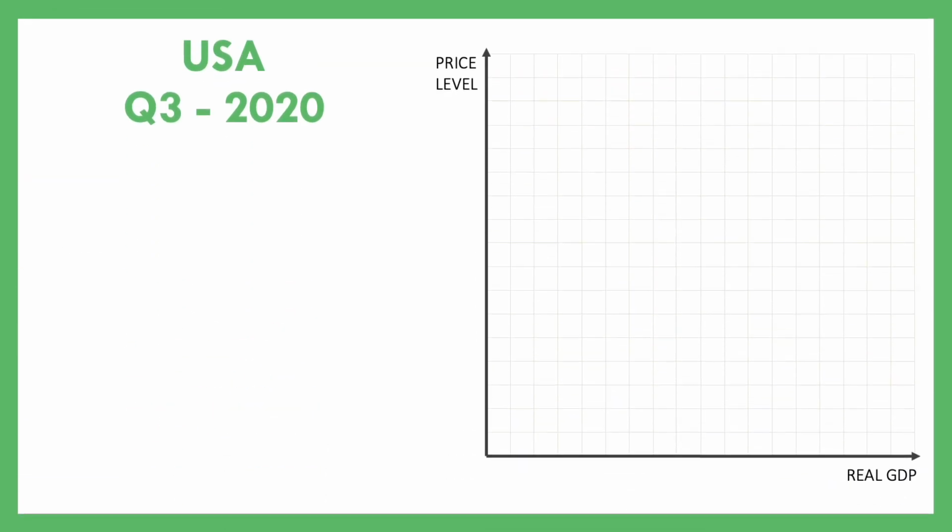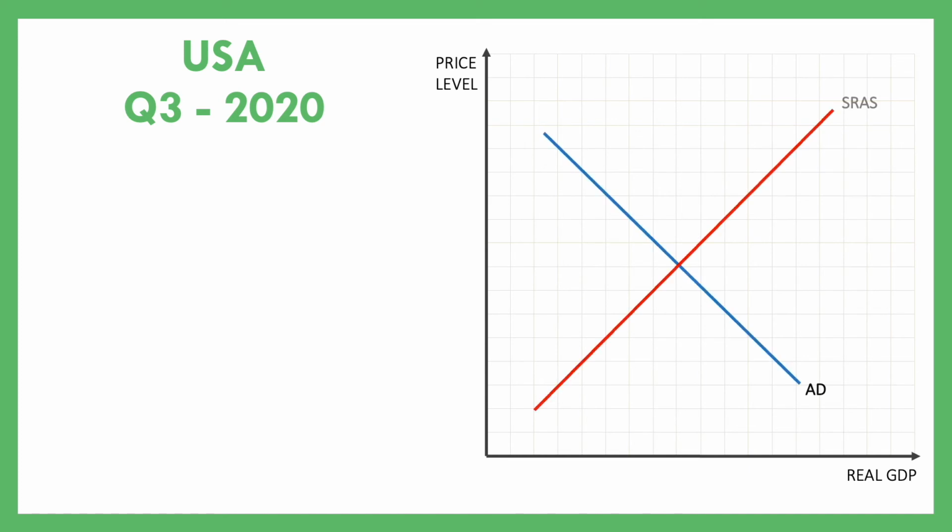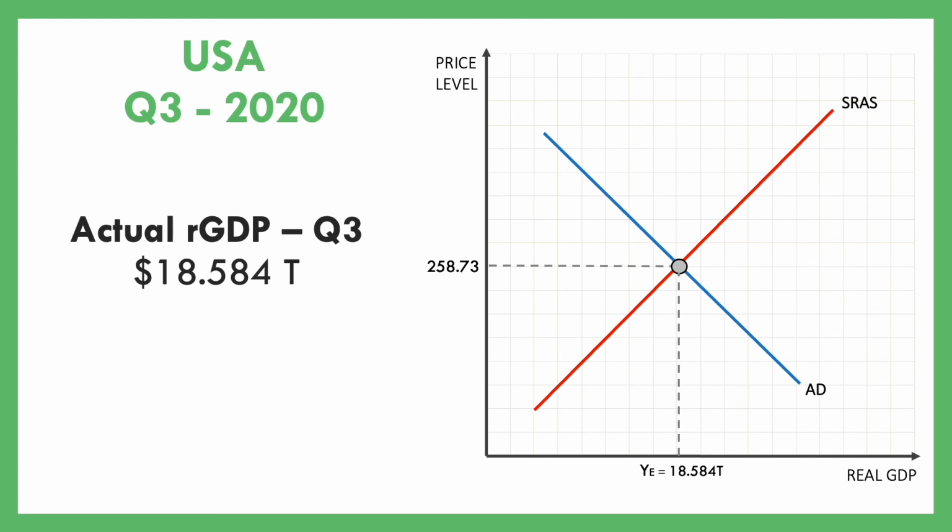So let's take a look at an example from the United States. We're actually going to pull the numbers specifically from the US at the end of quarter 3. And so these are numbers that were pulled from the end of September 2020. So we have our aggregate demand curve, we have our short run aggregate supply curve, and that's our short run equilibrium. And we see that our CPI at this point was 258.73. And this was occurring at a real output of $18.584 trillion. So what that means is that our actual real GDP at the end of quarter 3 was $18.584 trillion, right? That's our output.